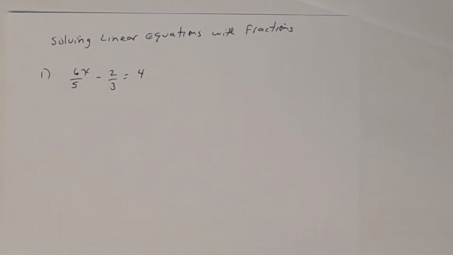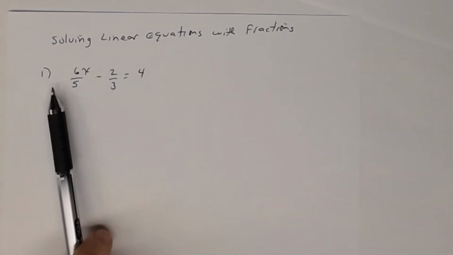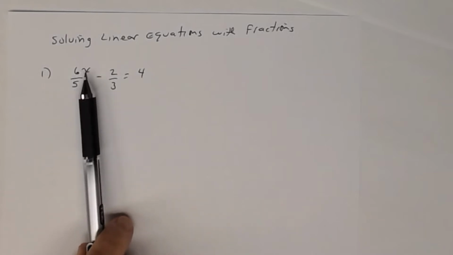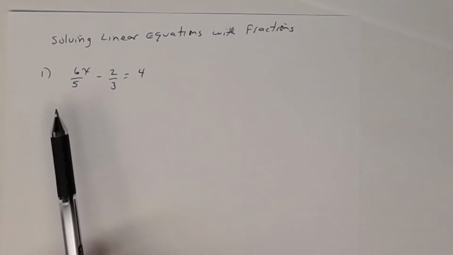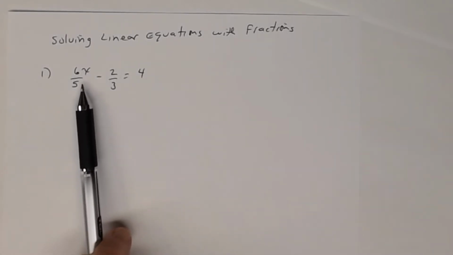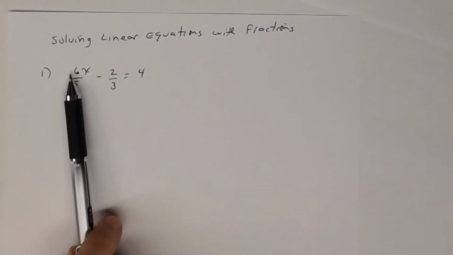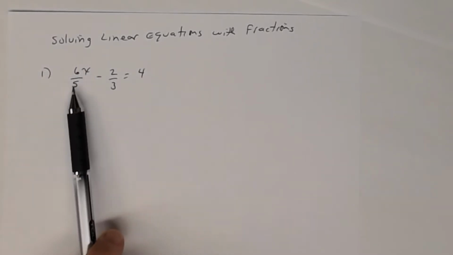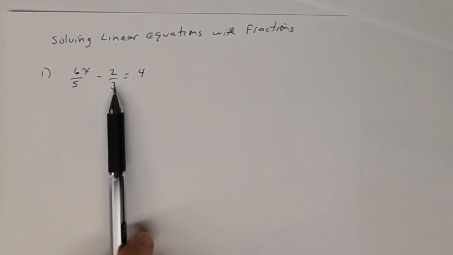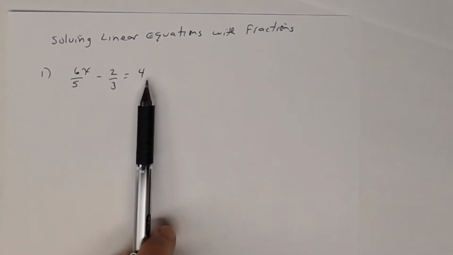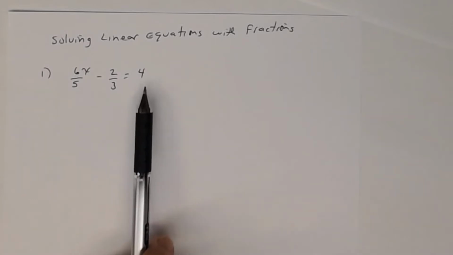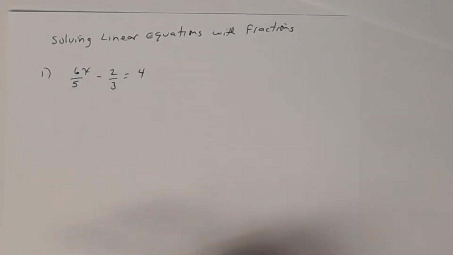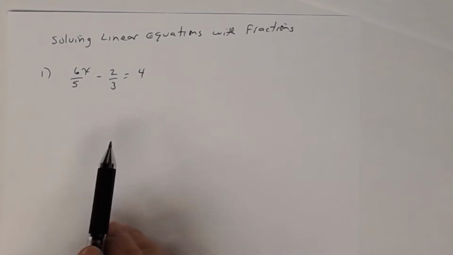All right, so these are some examples on solving linear equations that involve fractions. I want you to notice that in this linear equation, we have 6/5 x minus 2/3 equals 4. When you have fractions, see these denominators? If you look at this fraction here, my denominator is 5. When you look at this fraction, my denominator is 3. And you can consider 4 as a fraction because, remember, I can write it as 4 divided by 1. So those are all fractions.